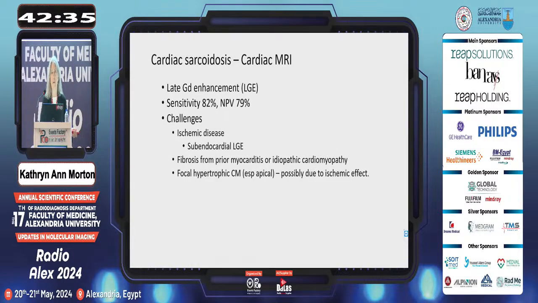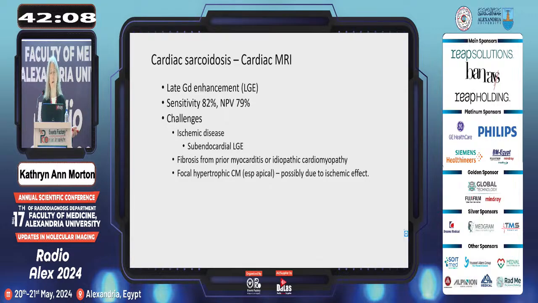FDG PET is commonly used in the diagnosis of cardiac sarcoidosis. The other modality is cardiac MR. And with cardiac MR, you see delayed gadolinium enhancement or late gadolinium enhancement. And in that setting, the sensitivity is about 80%, and the negative predictive value is about 80%. But there are challenges with MR, and one is ischemic disease.